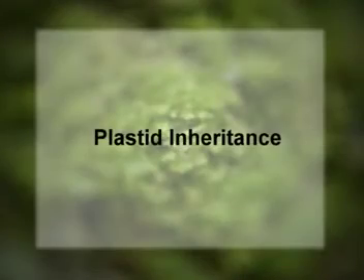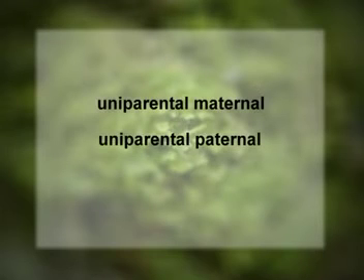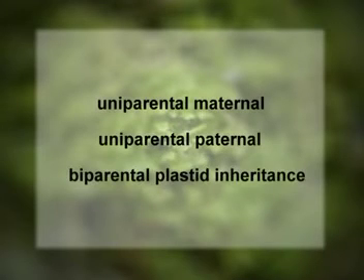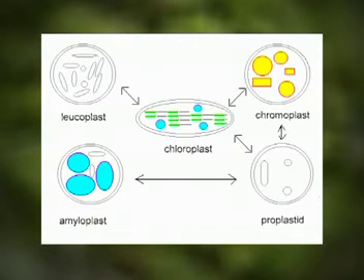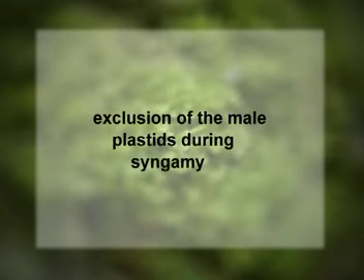Plastid inheritance. It is generally accepted that there are three modes of plastid inheritance in angiosperms, namely uniparental maternal, uniparental paternal, and biparental plastid inheritance. The uniparental maternal plastid inheritance is dominant in angiosperms. Its cytological events are characterized as the physical exclusion of plastids, the alteration of plastids during male cell development, and the exclusion of the male plastids during syngamy.